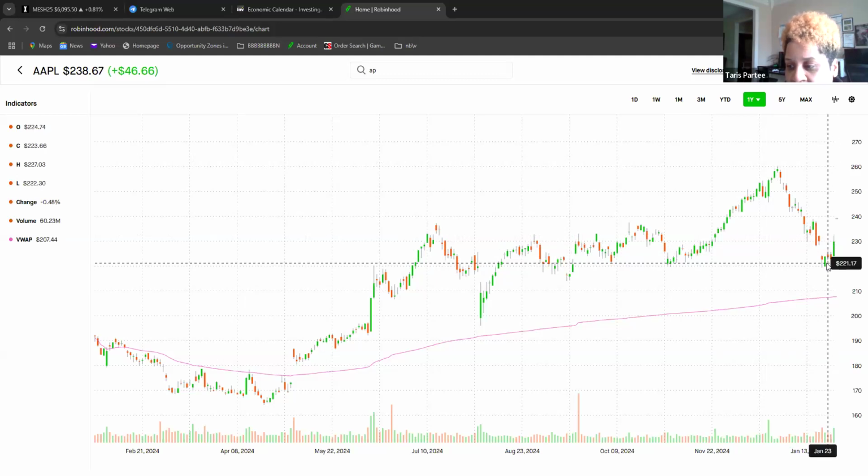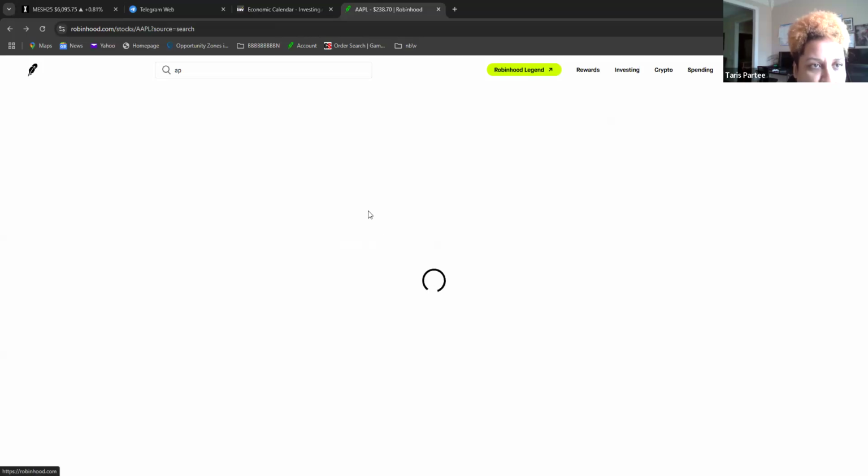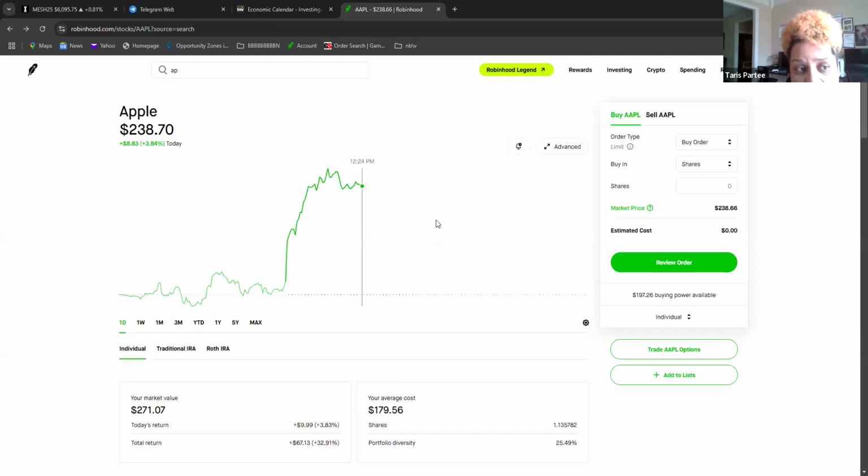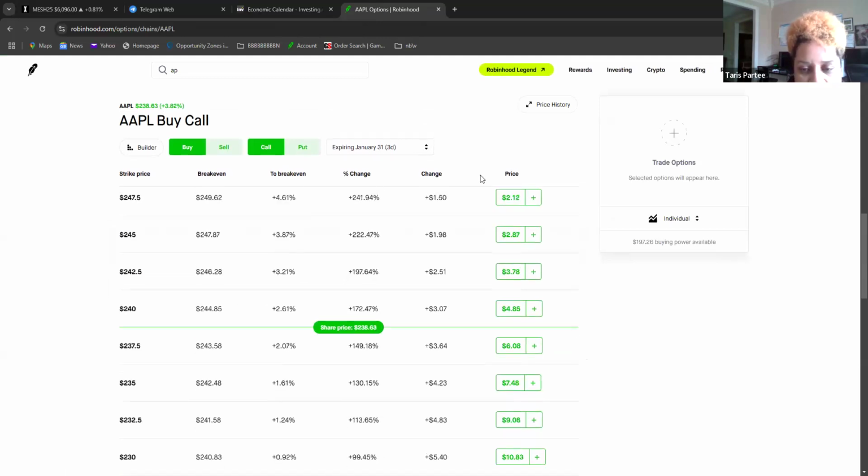Okay. So let's say this was January the 22nd and we decided to get into this trade. We decided we were going to get a 220 call because that was the support level. So I'm going to trade Apple options. We're going to pretend that this was 2 days ago or Friday. We're going to choose the January 31st because we believe that the price is going to move up the next day or the next couple of days.